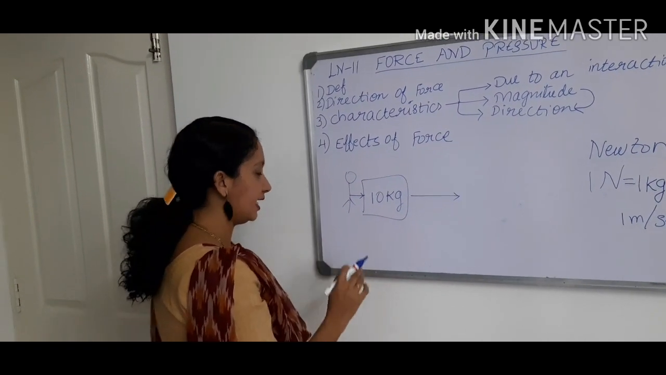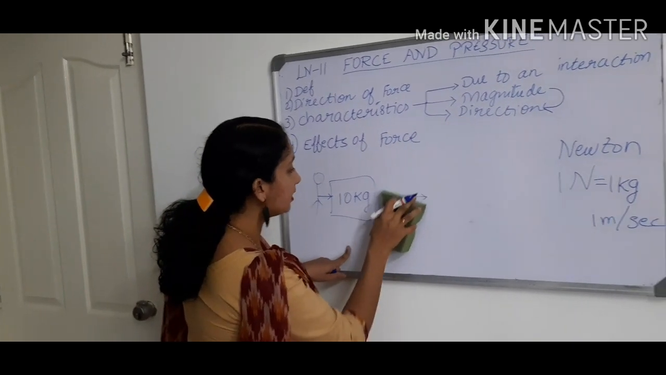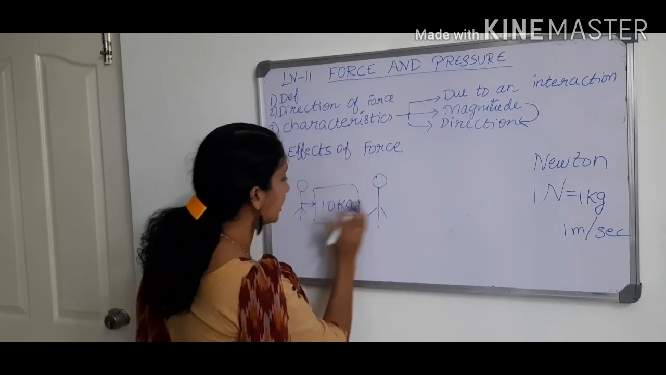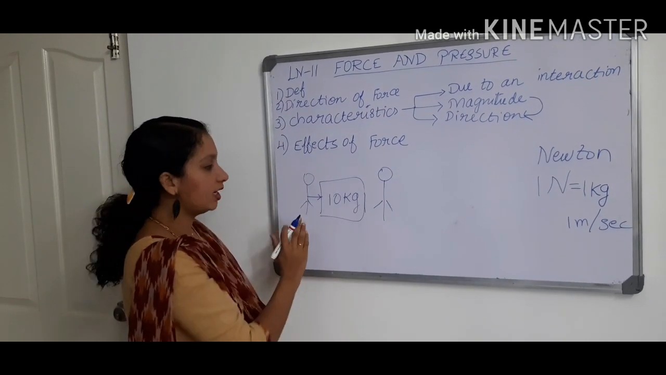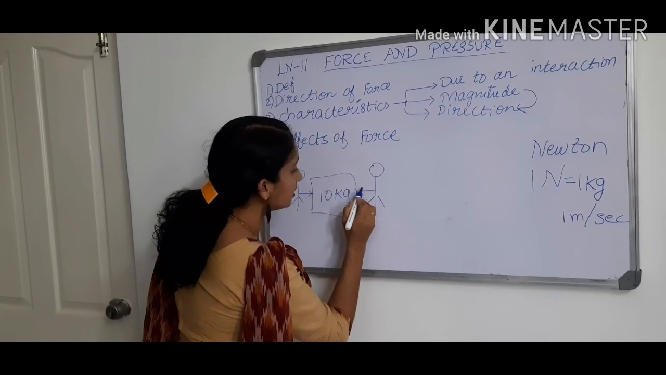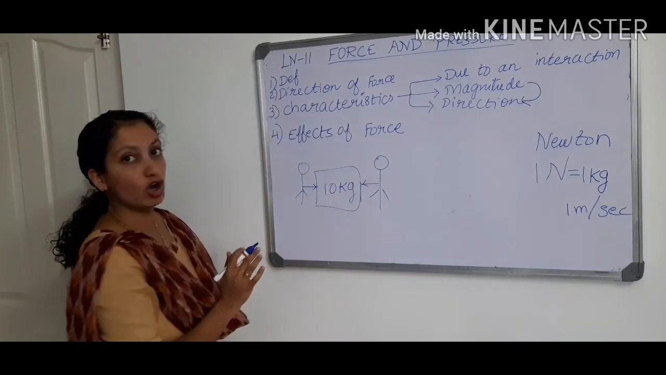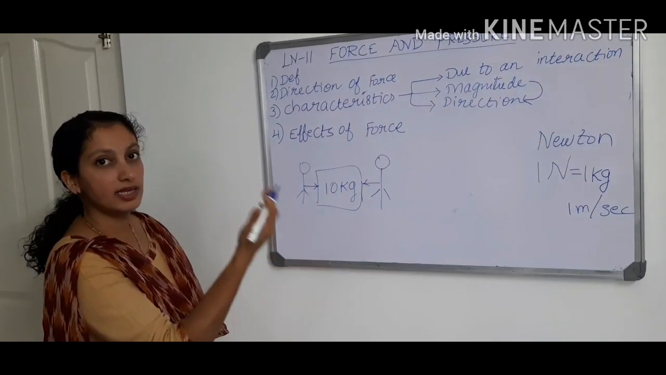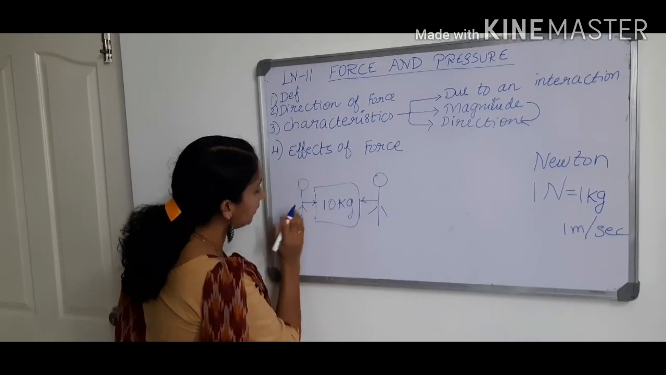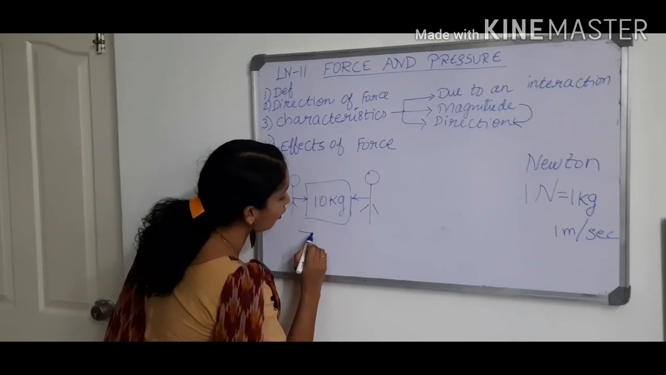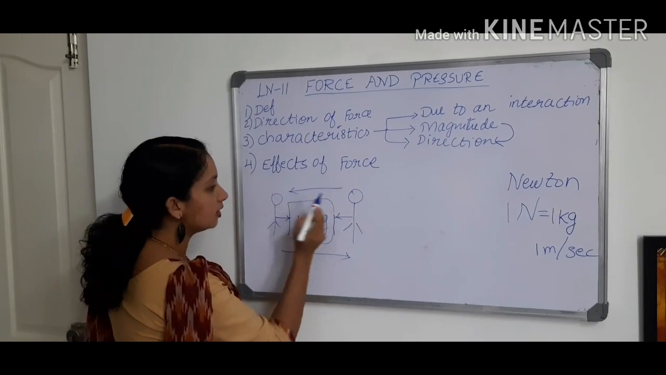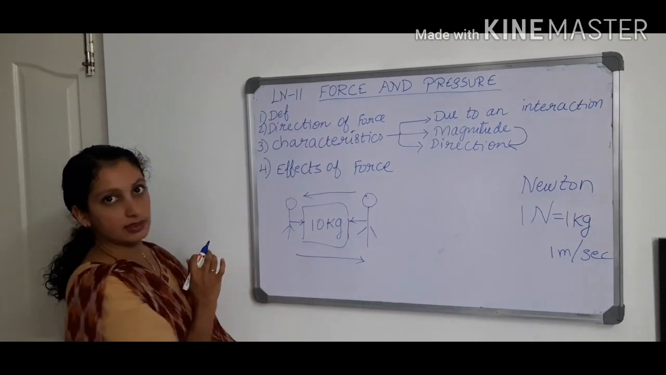In the second case, another person is standing in the opposite direction. This is the second person, so two people are there, one on the left side and one here. And this person is also applying a force from the opposite side. So the first person wants to move the box to the opposite side, but this person wants to move the box towards the first person.